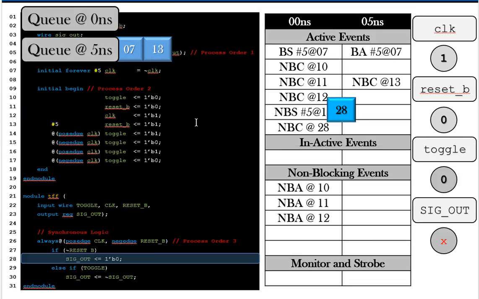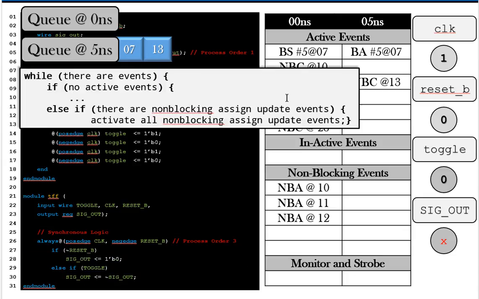Now you should ask yourself, well, I have two 28s on my queue. Do I really have to execute them back to back? Not necessarily. Realistically, your simulator would err on the side of speed and say, you know what, that's a redundant check, a redundant assignment, so I'm going to get rid of it. And so therefore, we're only going to do one. Okay, so what's left? Do we have anything left to do? Well, is anybody sensitive to sig out changing? No.